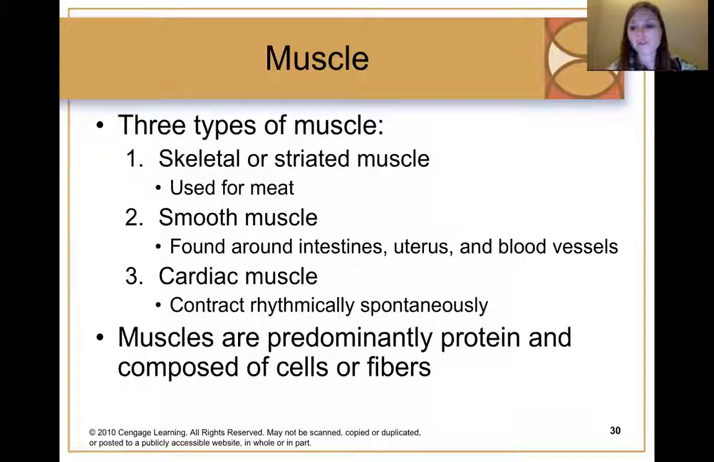If you need to move your arm or something like that, a signal from your brain and your nervous system is going to allow you to move your arm. With the heart, it's kind of involuntary. It happens. You don't have to think, okay, well, I need my heart to pump. It just does it. So that's one difference with cardiac muscle there. Muscles are predominantly made of protein, and they're composed of cells or fibers.